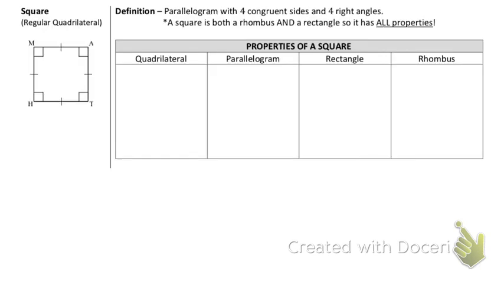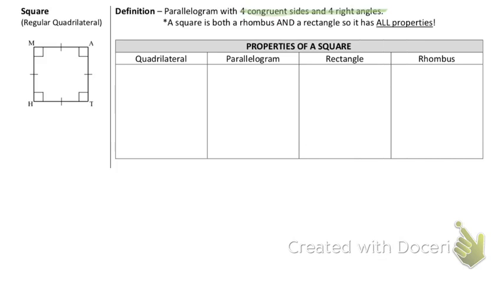Let's go to our last quadrilateral. This is a square, and a square is basically a parallelogram with four congruent sides, so it's like a rhombus, and four right angles, so it's like a rectangle. So essentially, a square is a rhombus and a rectangle mixed together. Because of that, it's going to have all the properties of a rhombus, all the properties of a rectangle, all the properties of a parallelogram, and all the properties of the quadrilateral. A square has all properties of these shapes.